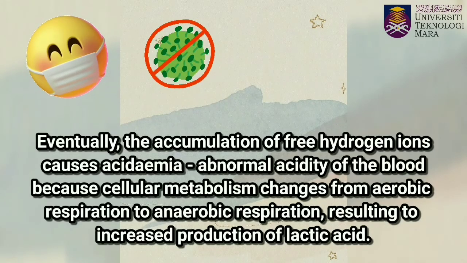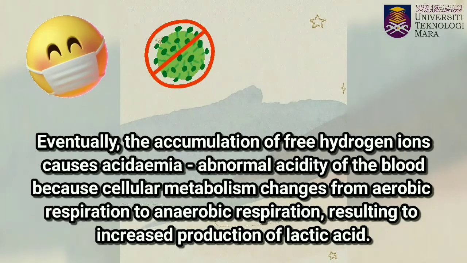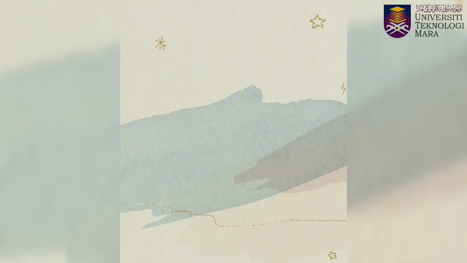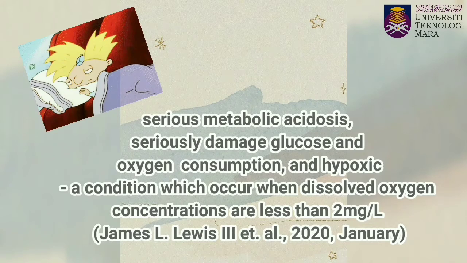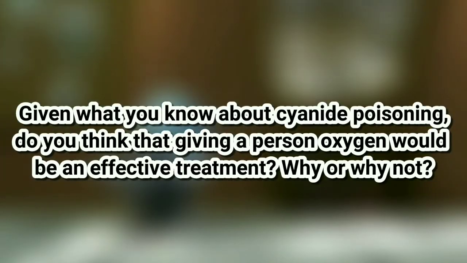Eventually, the accumulation of free hydrogen ions causes acidemia, abnormal acidity of the blood, because cellular metabolism changes from aerobic respiration to anaerobic respiration, resulting in increased production of lactic acid. The consequences are serious metabolic acidosis, seriously impaired glucose and oxygen consumption, and hypoxia, a condition which occurs when dissolved oxygen concentration is less than 2 mg per liter. I think that giving a person oxygen would not be an effective treatment as the cells are not lacking oxygen.